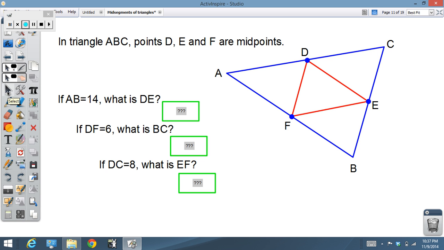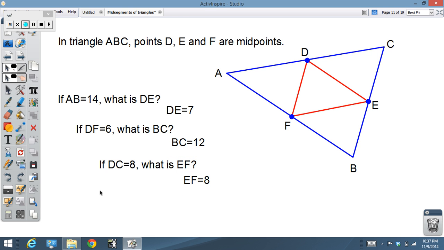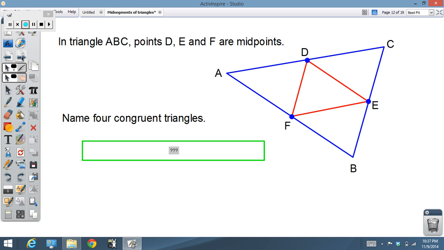Midpoints. What is the length of DE if AB is 14? Go ahead, pause, and then I'll reveal all 3 answers. So try and answer all 3 questions. Ready, go, here they come. Next slide coming up. 4 congruent triangles. Pause. Continuing.